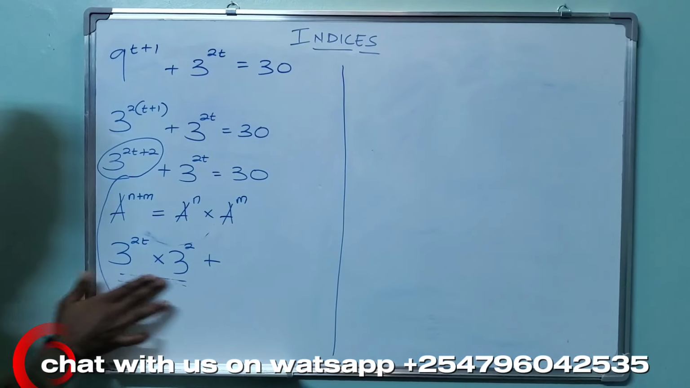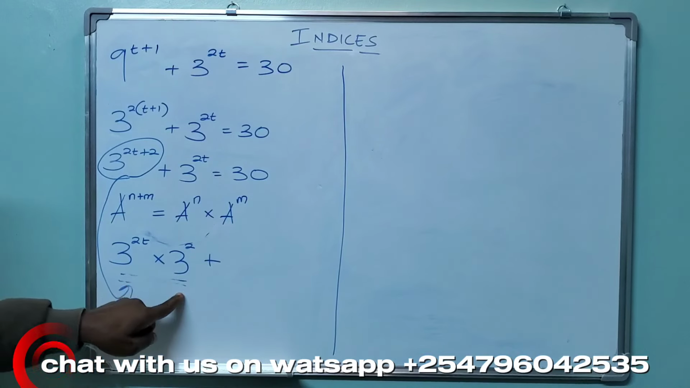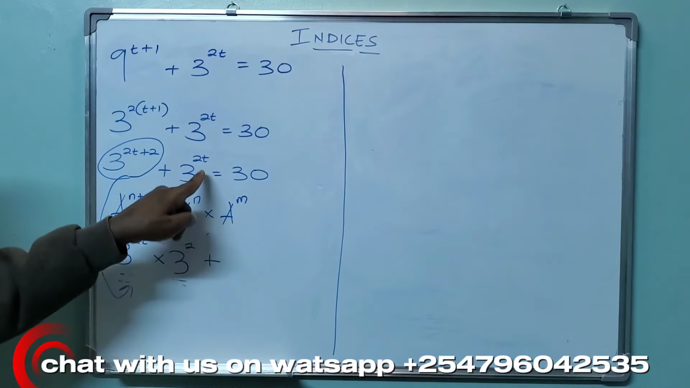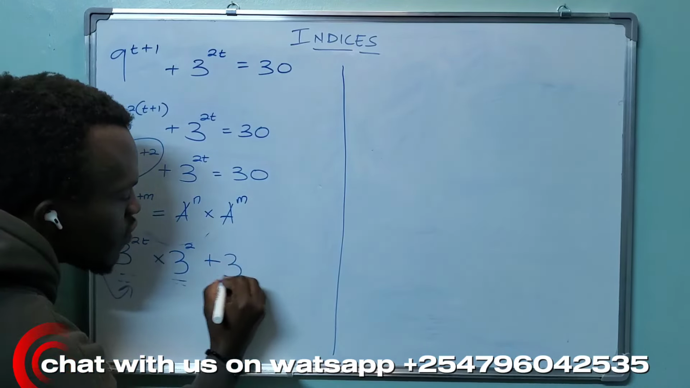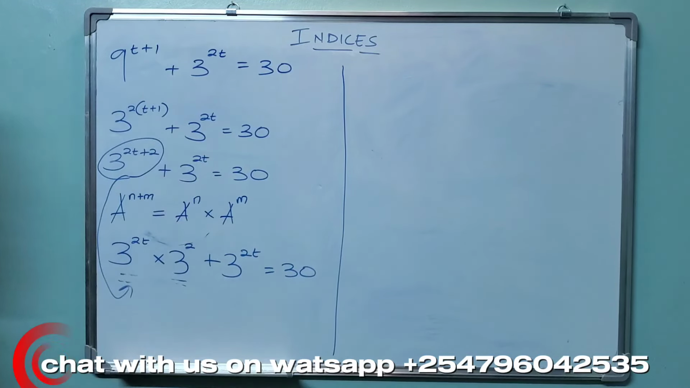Let us continue. So I'm going to have here 3 raised to power 2t multiplied by 3 raised to power 2 plus 3 raised to power 2t being equals to 30. Now, from what I'm having there, I can see I have something common, especially the ones that contain the algebraic expression.